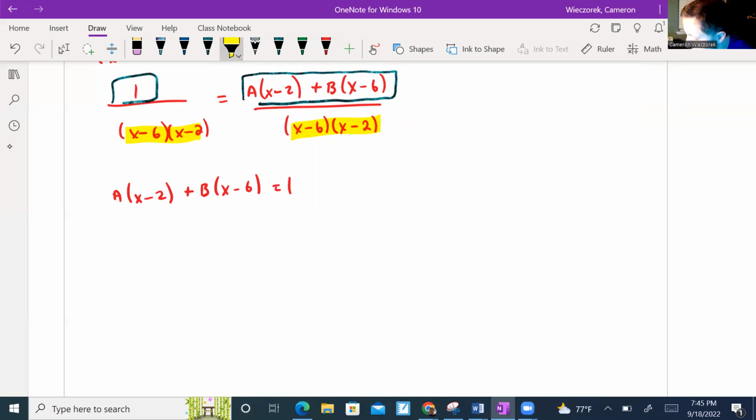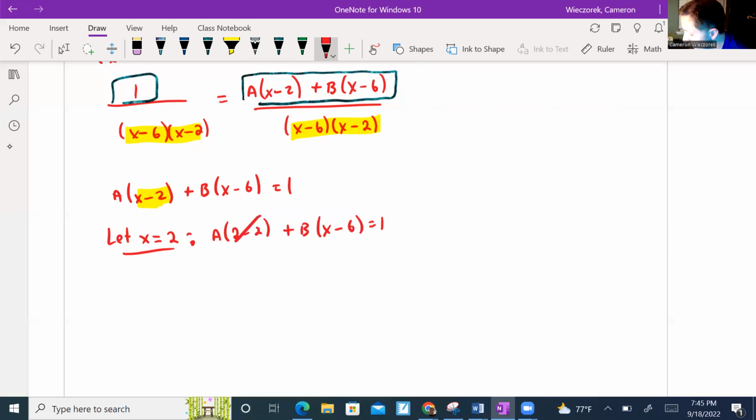For example, if I look at the first factor, x minus 2, and let x equal 2, the A coefficient would disappear from the problem because I would have A times 2 minus 2 plus B times x minus 6 equals 1.